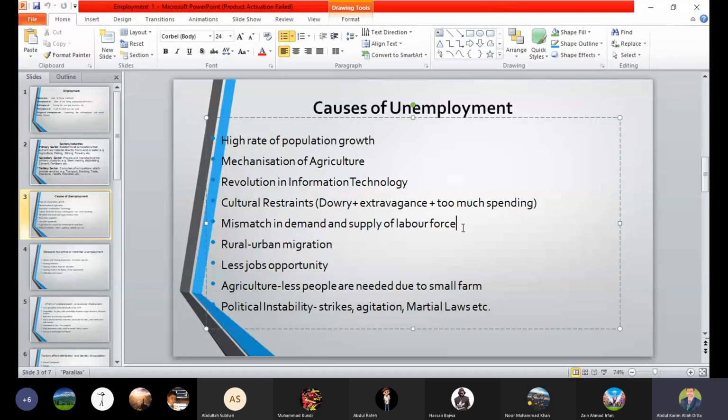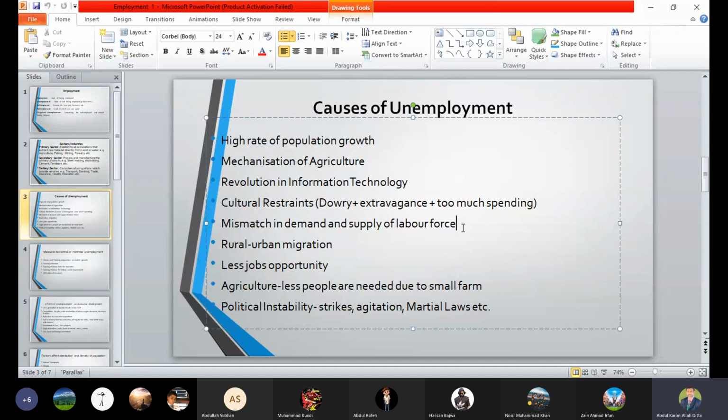Number 6, we have rural urban migration. There is a trend nowadays that more and more people want to come to live in city areas, in towns and cities. And as more and more people are coming, unemployment cases are increasing. Then we have fewer job opportunities. Yes, we are not utilizing our resources fully. That's why we have fewer job opportunities in the country.